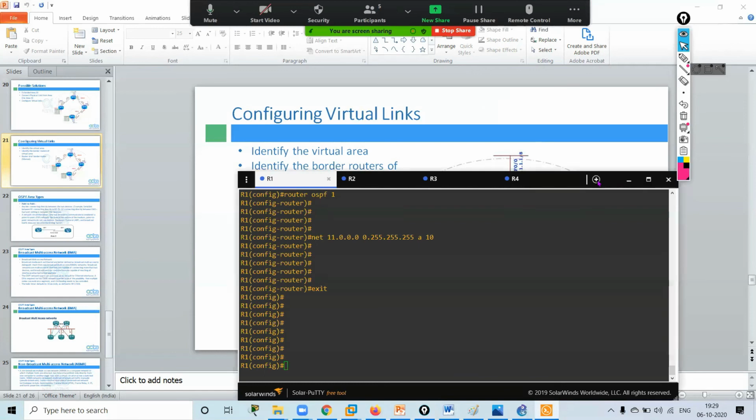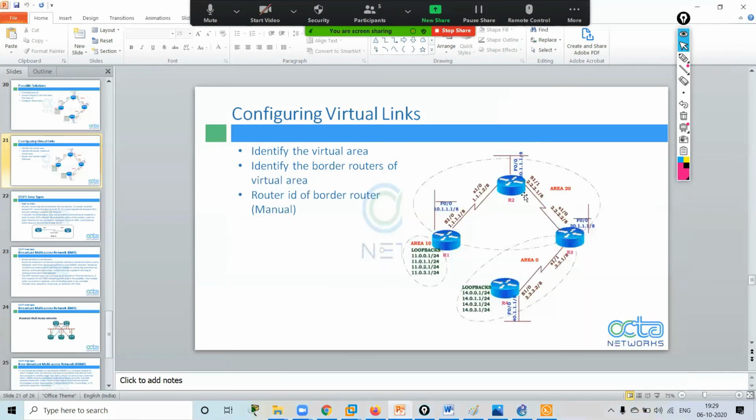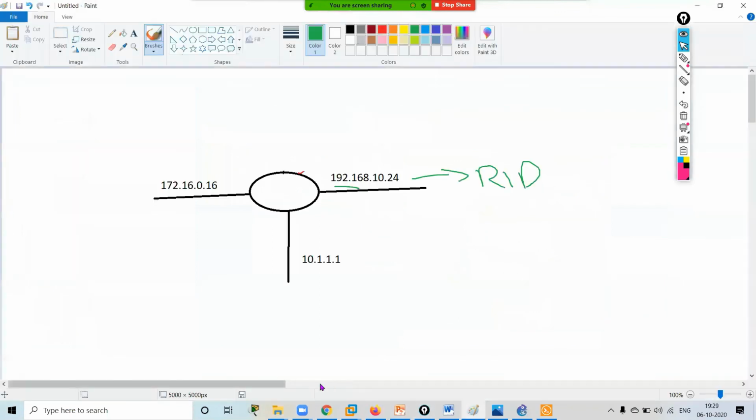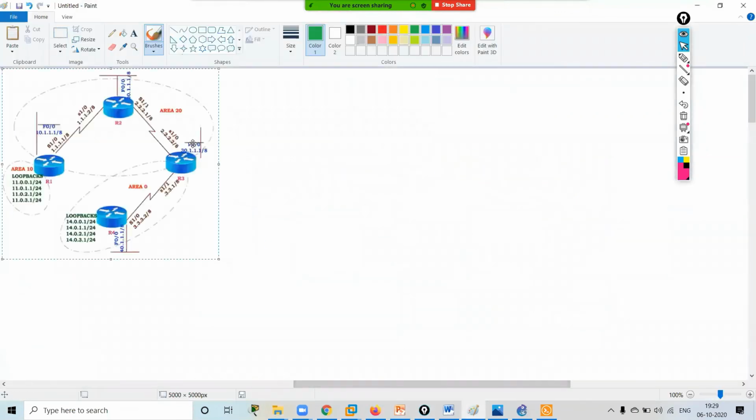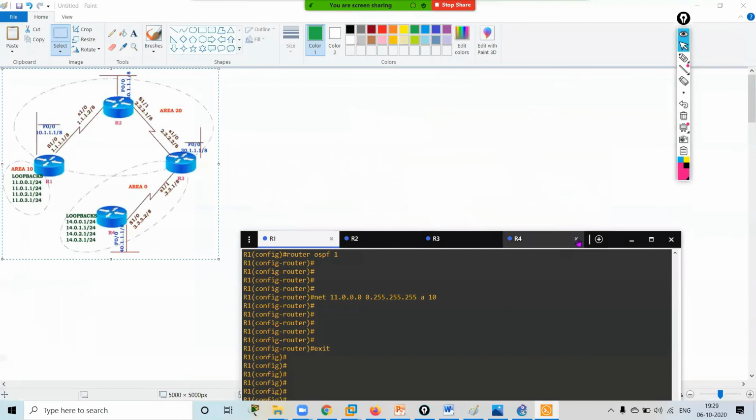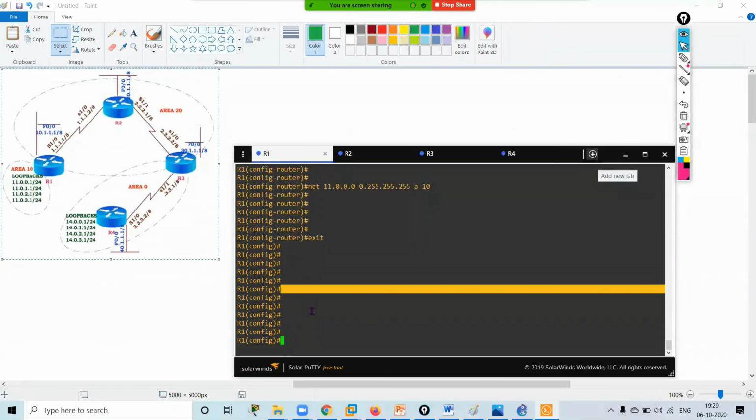I'll keep it over here, or I'll take the image and paste it over here. So it will be in front of you and you can see all the things.